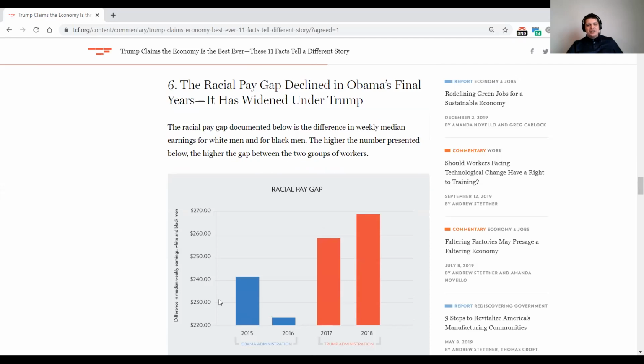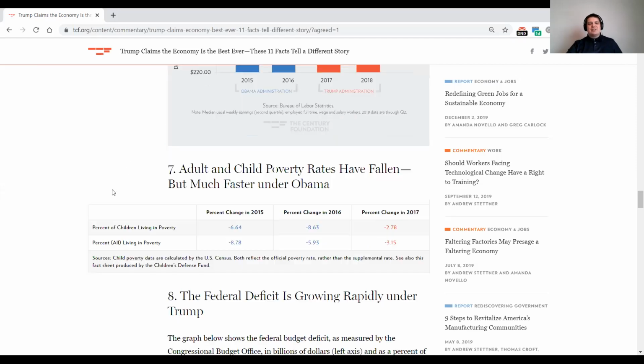And more importantly, this is the one where the Trump numbers are bigger, the racial pay gap. This is something that's likely going to matter to a lot of their more progressive readers. This is the difference in weekly median earnings for white men and black men. And they say it was low in 2015, very low in 2016. And look at that, 2017, 2018. If you just had this chart, you might say, wow, the economy was really racist under Trump versus Obama. That would be kind of a stupid interpretation, but stranger interpretations have happened.